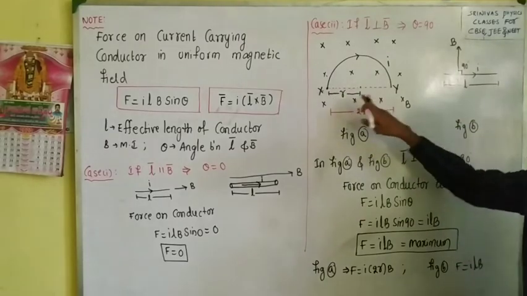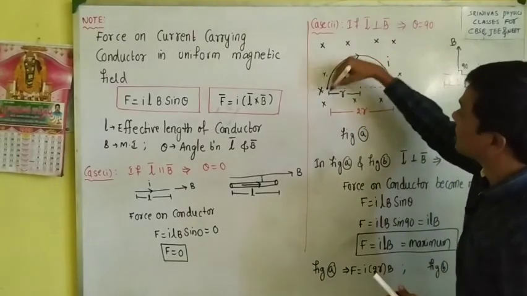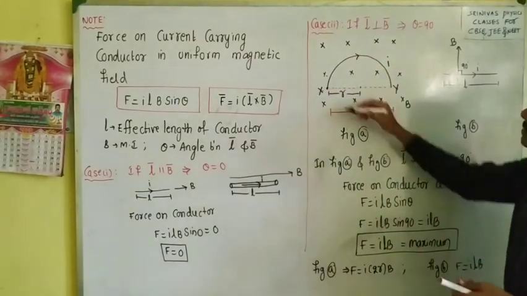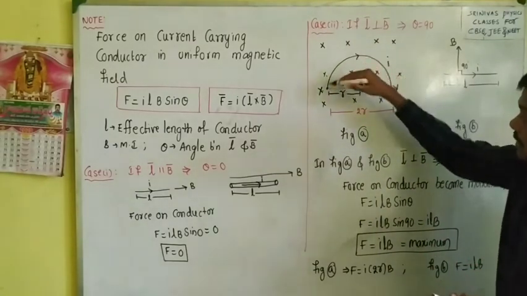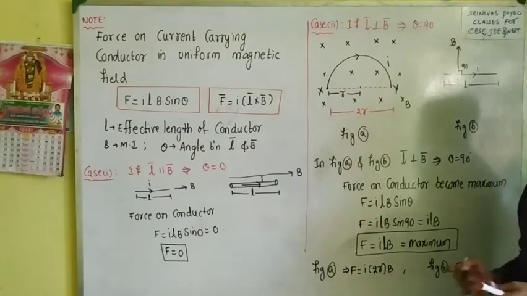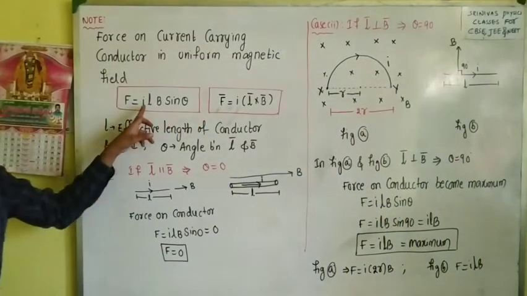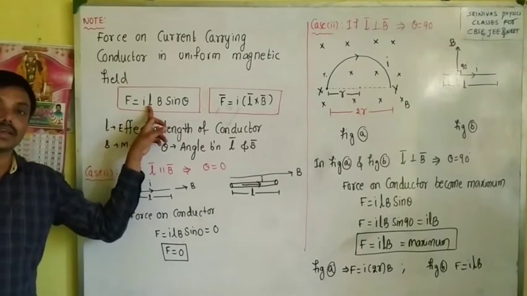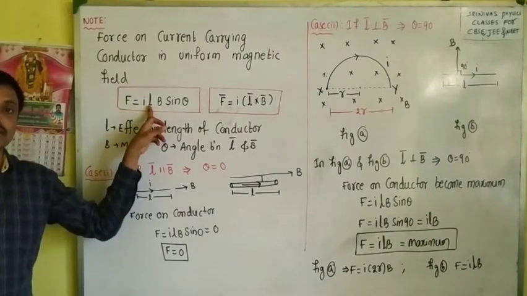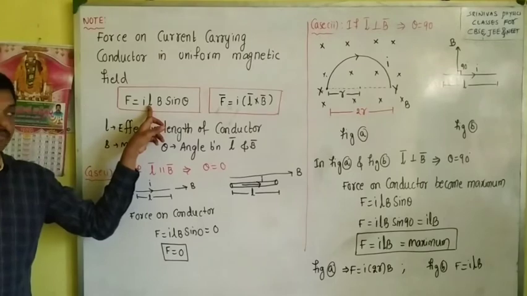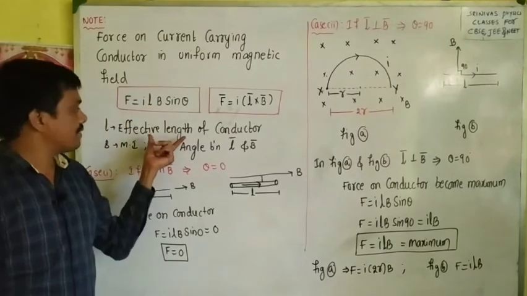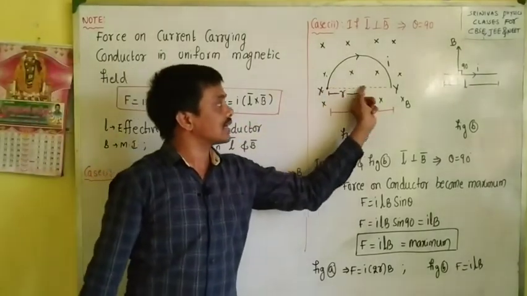But here the length is not this length. We should not take the length as pi r. It is semicircular. The original length of the wire is pi r, but we should not take pi r. In the formula ILB sin theta, L is the effective length of the conductor. The effective length is the straight line distance from the initial point to the final point. Okay, we have to take the effective length.